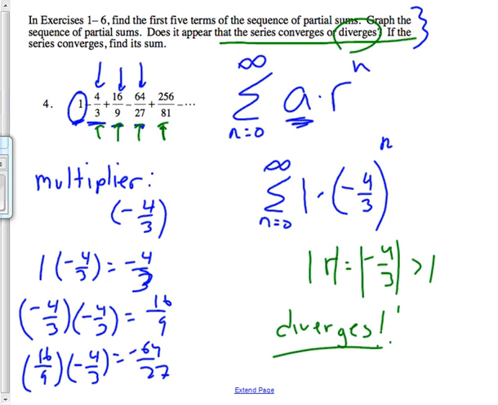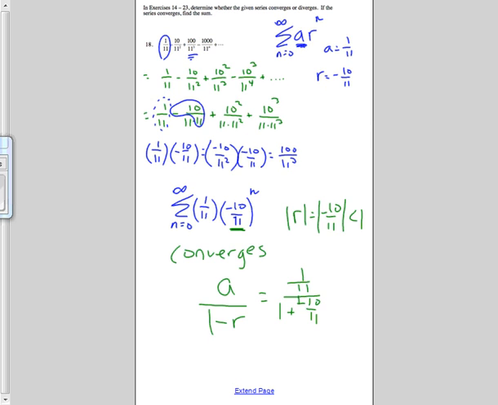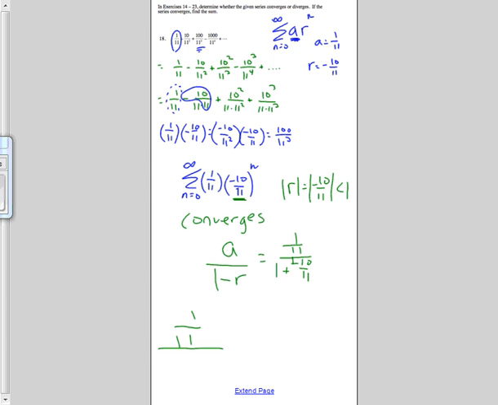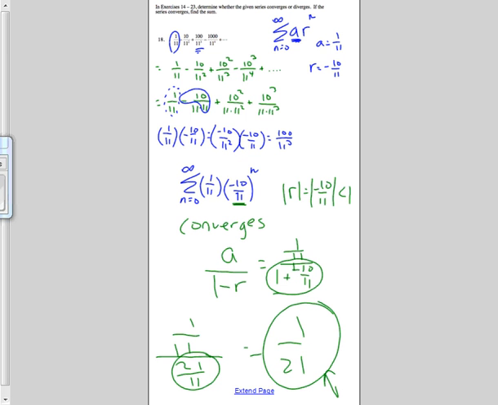So moving back to where we were, our a value is 1 over 11, divided by 1 minus my r value, so 1 minus negative 10 over 11, which is 1 plus 10 over 11. Simplifying this, I get 1 over 11 over 21 over 11, just finding out what that denominator is, 21 over 11, and that equals 1 over 21. So my infinite geometric series converges to this value, 1 over 21. And I think we're done here. Actually, there's one more. So I'm going to stop this, and there's going to be one more video.